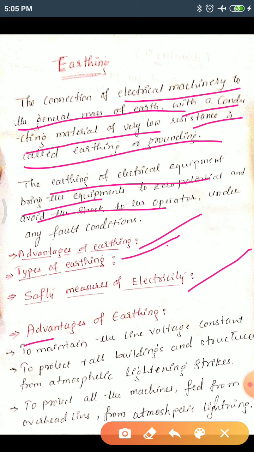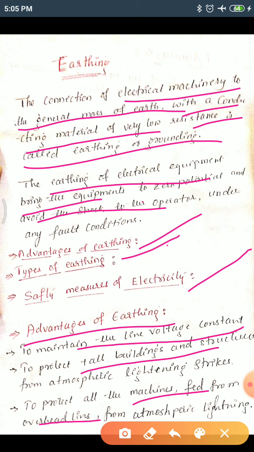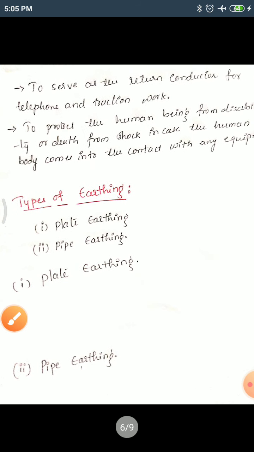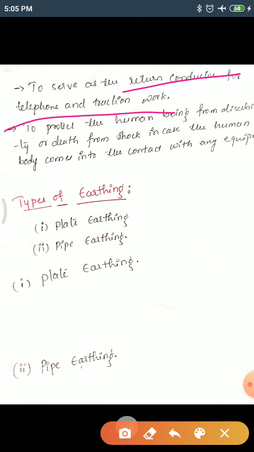Let's see the advantages of earthing, types of earthing, and safety measures of electricity. The main advantages I have just listed out, you can read them. To maintain the line voltage constant, to protect tall buildings and structures from atmospheric lightning strikes, to protect all machines fed from overhead lines from atmospheric lightning, and to serve as the return conductor for telephone and traction works. Also to protect human beings from death by shock in case the human body comes into contact with any electrical equipment. So for this purpose we use earthing.